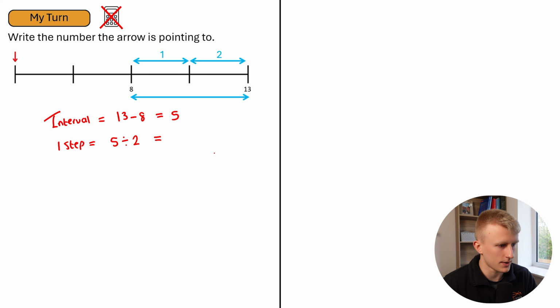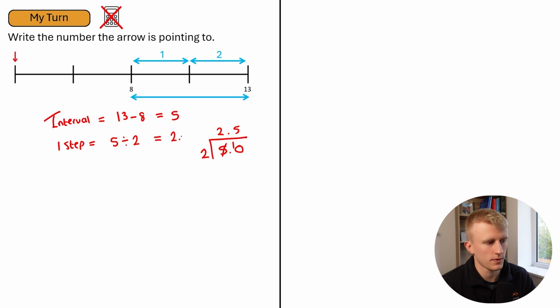Okay, and it's non-calculator still, so let's set up our short division. We'll do 5 divided by 2. 2 goes into 5 twice, with 1 left over. 2 goes into 10 5 times, so 2.5.